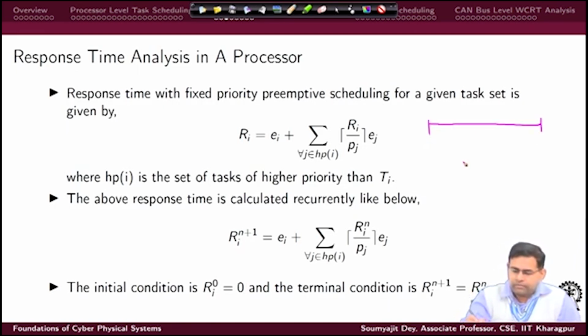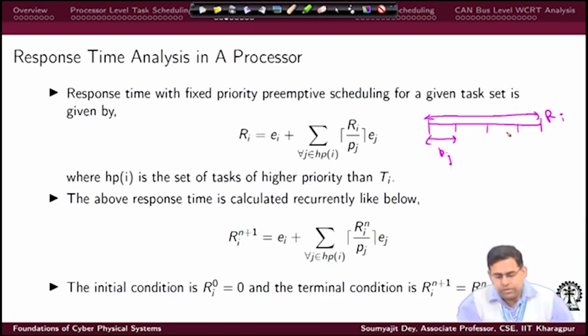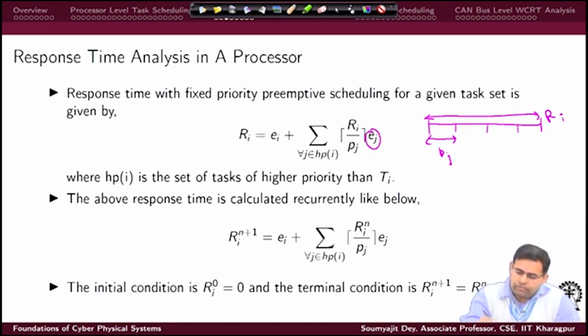So, inside this interval, how many instances of the jth task can occur? That can be figured out by dividing this R i by the period of that jth task, P j. This interval is R i. Now, if I get that many task instances, as I have said, I have taken the summation only over tasks which have got higher priority than the ith task. So, it is expected that all those instances of the jth task will come and they will preempt the ith task, and they will consume the CPU for each instance for this E j amount of time.